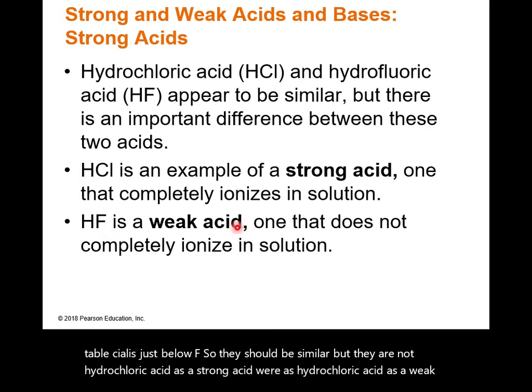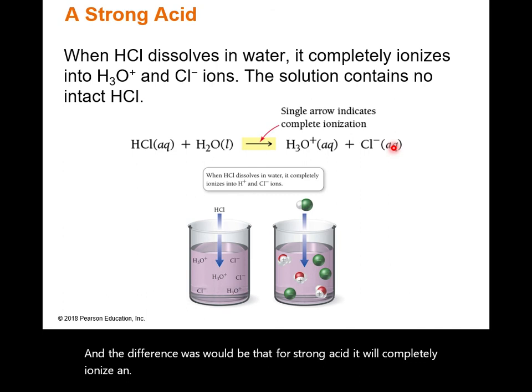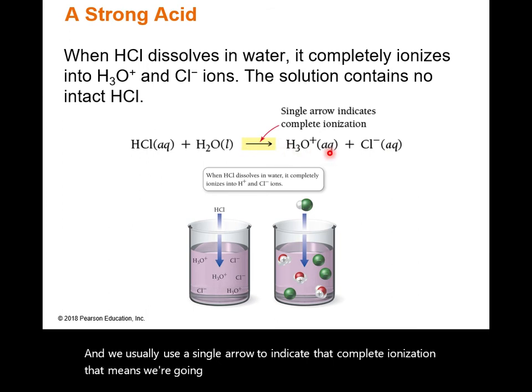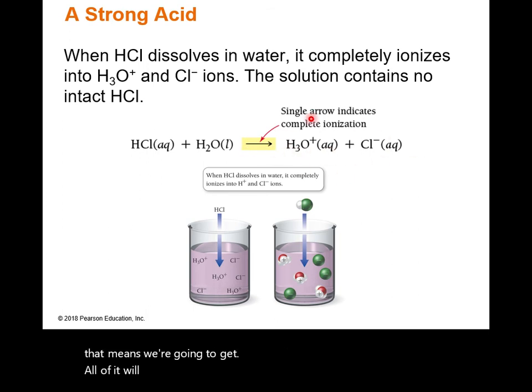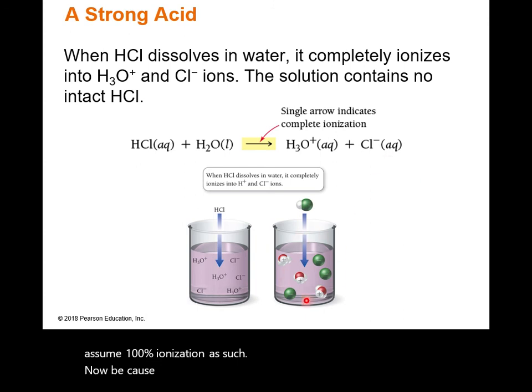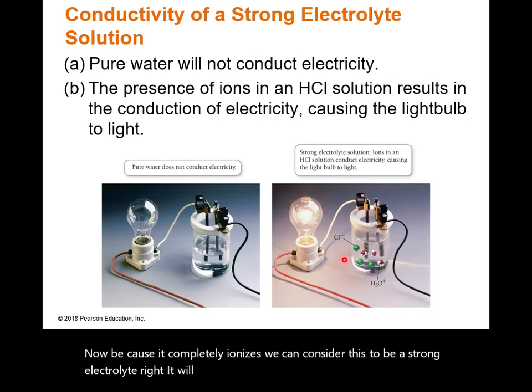And the difference is that a strong acid will completely ionize in water. And we usually use a single arrow to indicate that complete ionization. That means all of it will exist in ion form. We're going to assume 100% ionization. Now, because it completely ionizes, we can consider this to be a strong electrolyte, right? It will conduct electricity very nicely, and strong acids are considered strong electrolytes.